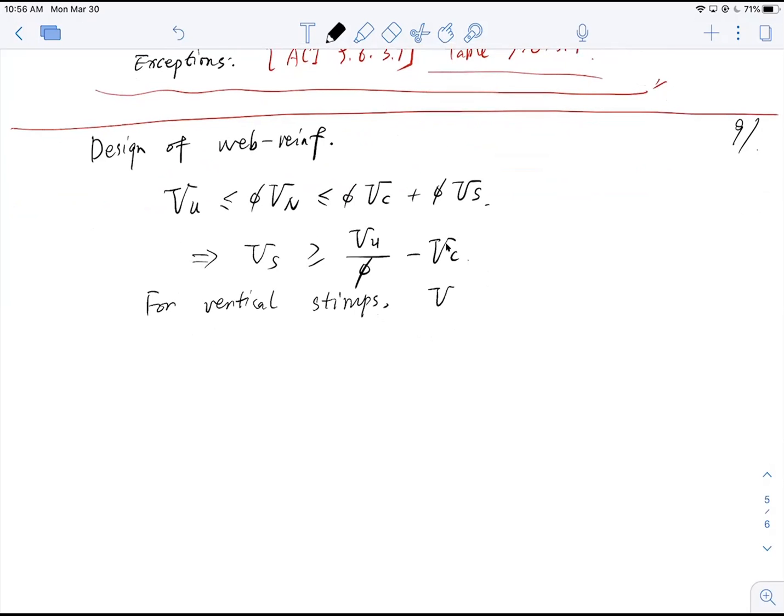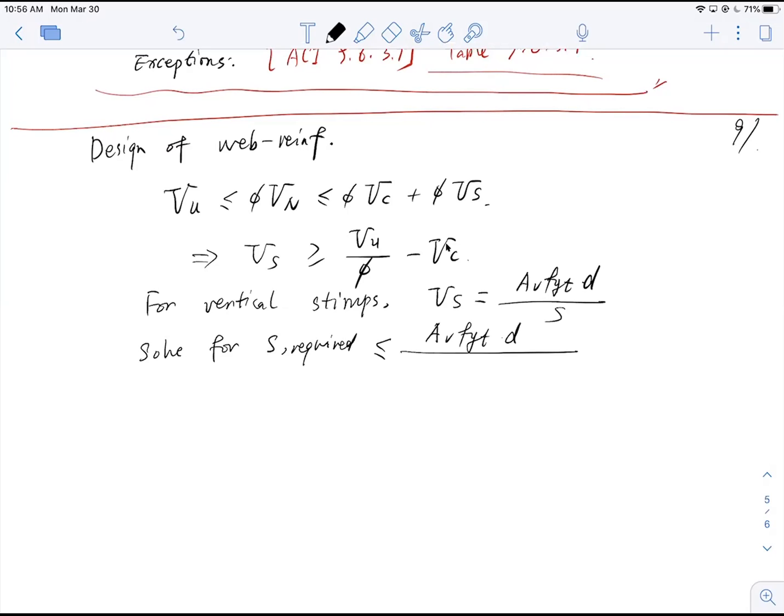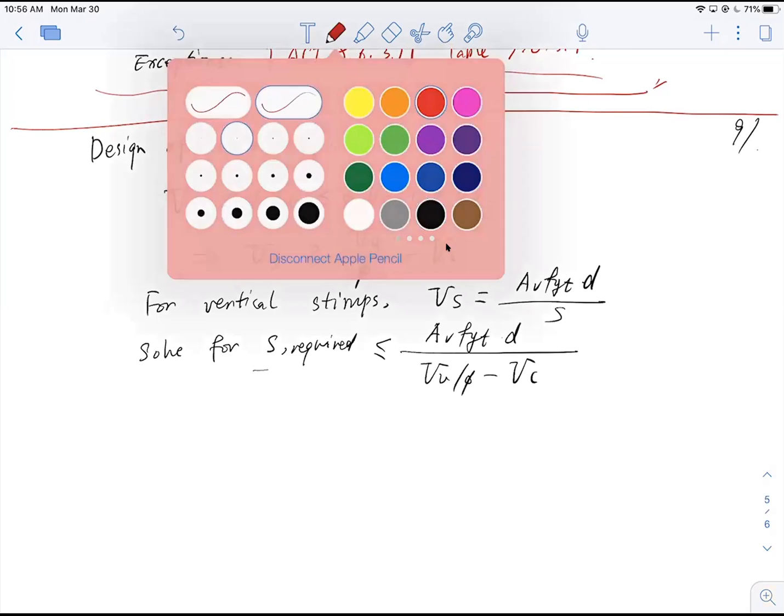In this case, for vertical stirrups, Vs equals Av fyt d divided by s. So I can solve for s required: the spacing has to be smaller than Av fyt d divided by Vu over phi minus Vc. Okay, what does this equation mean?